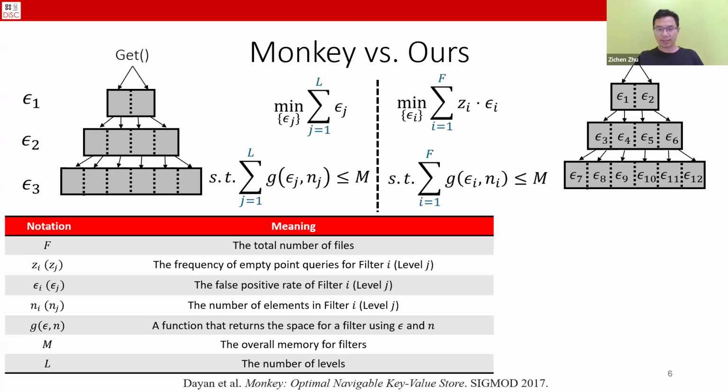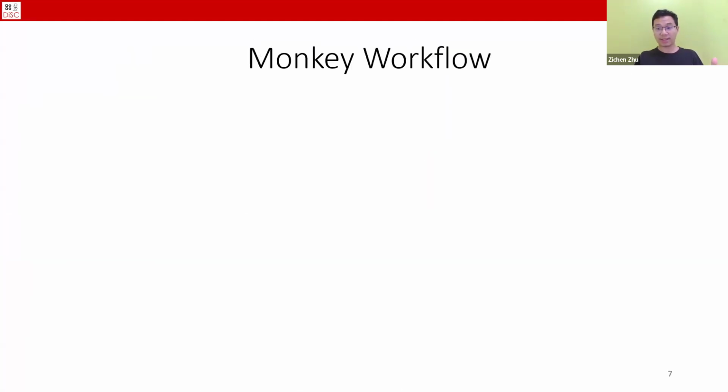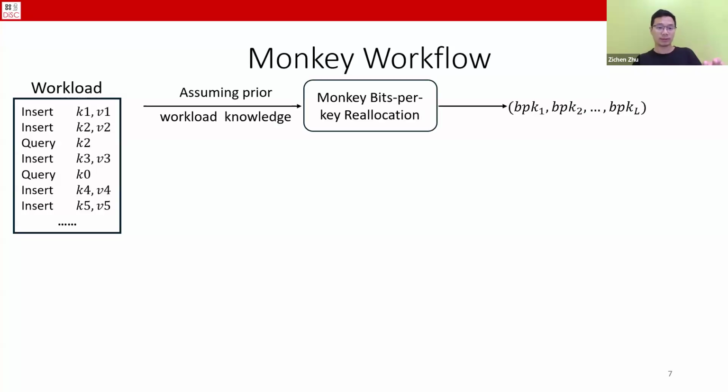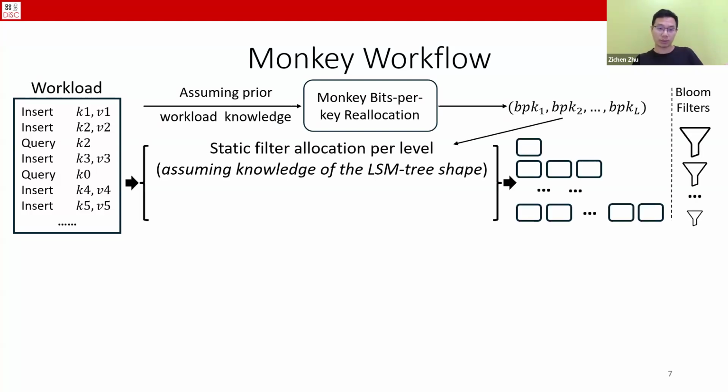Let's look at the workflow of Monkey to understand this limitation. So this is a mixed workload that we are going to execute. And Monkey assumes that we kind of know this workload's knowledge in advance, especially for the inserts. We know the number of L approximately in advance, and we use that to build our optimization model. We compute the bits per key per level, and when we are executing this workload, we follow this static bits per key list to build our Bloom filter when we construct the LSM-tree.